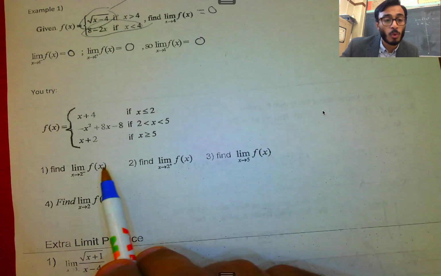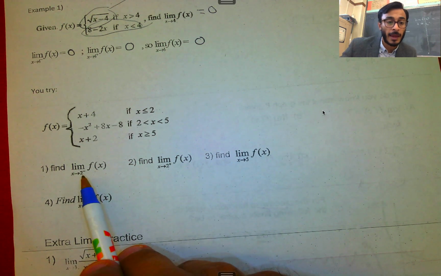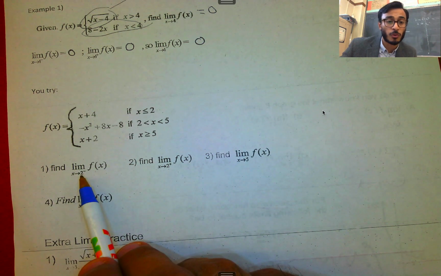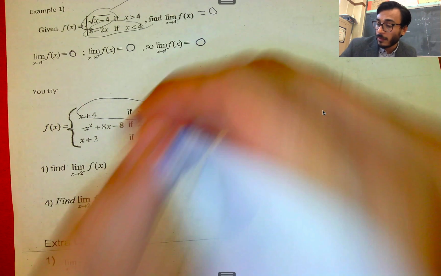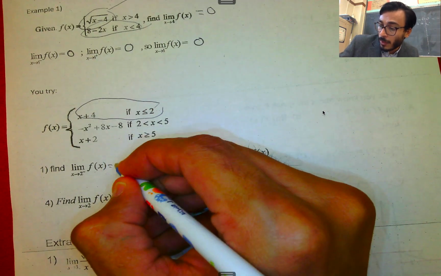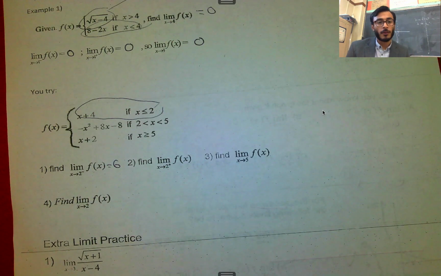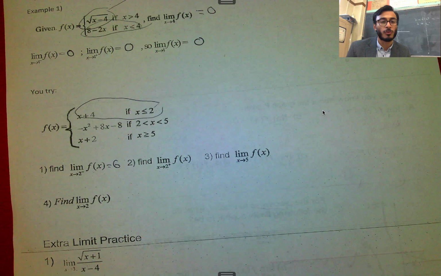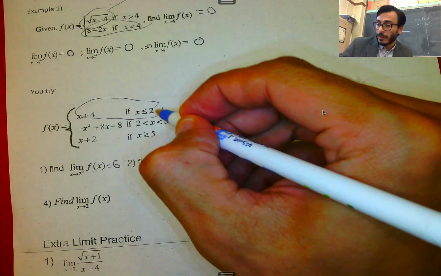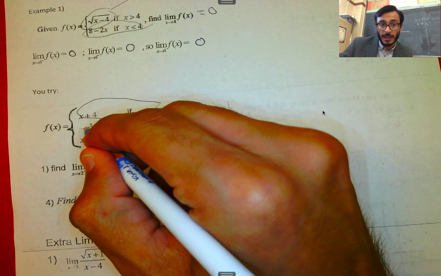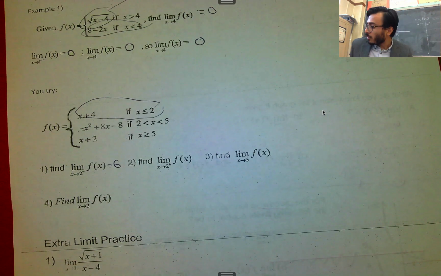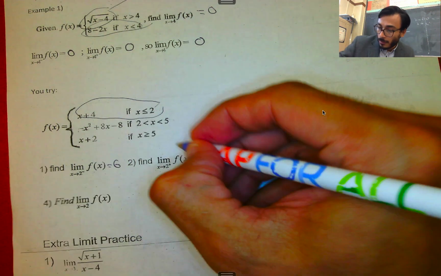Okay, so for number 1, it says the limit as x approaches 2 from the left. So I need to use this function at the top. So I'm going to plug in 2 and I get 6. For number 2, it says find the limit as x approaches 2 from the right. So as x approaches 2 from the right, I'm going to use the second function. You should get 4.